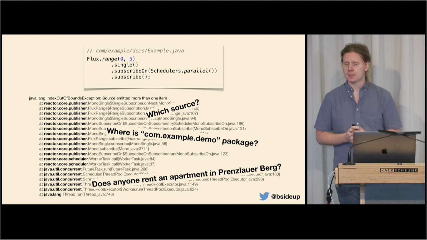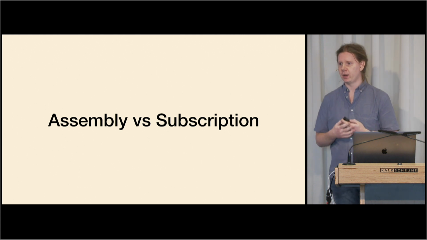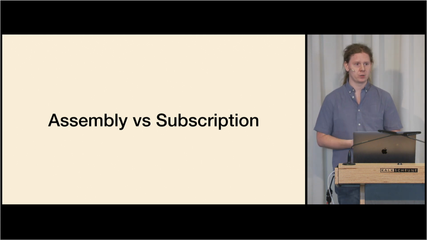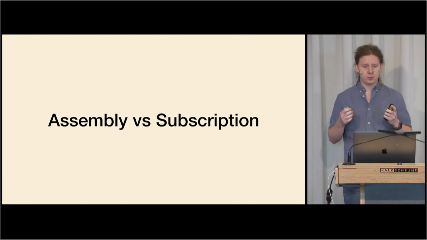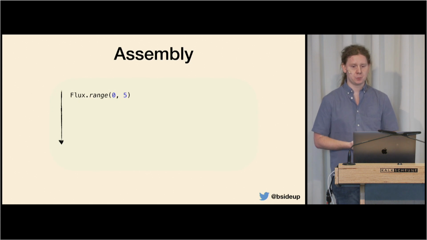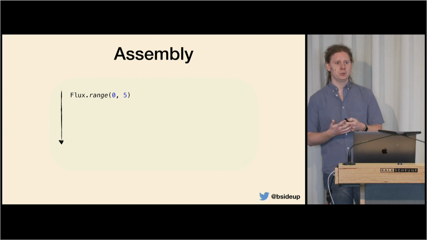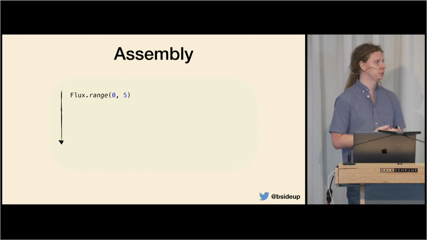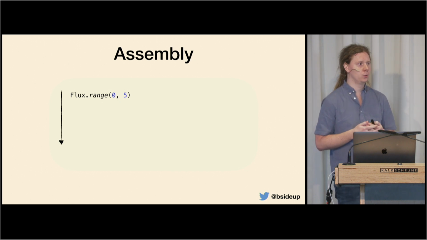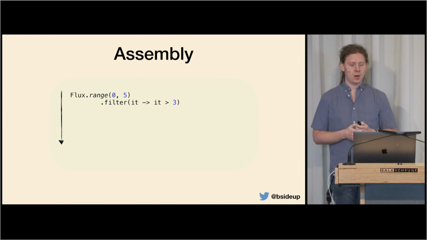So we have to talk about the assembly and subscription concept in reactive programming. It applies to other reactive programming systems as well. But in the case of Reactor, it looks more or less like this. First of all, you have the assembly stage. Assembly stage means that you design your flow. You tell the system how the data should be flowing through the operators, through the system. You, in a declarative way, declare how it should go. And then you go operator by operator.